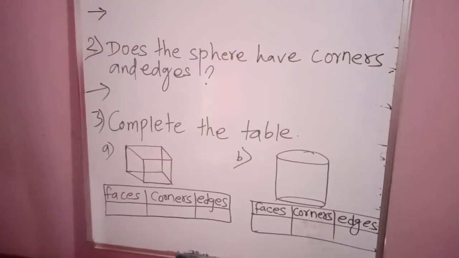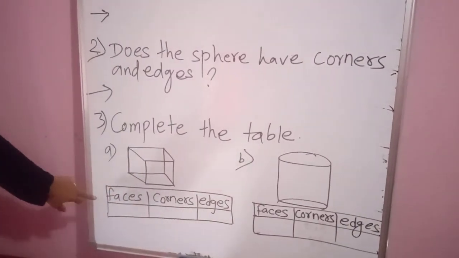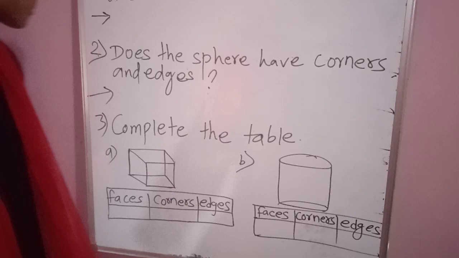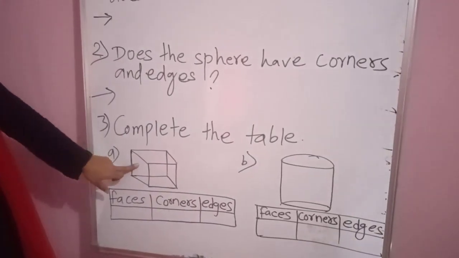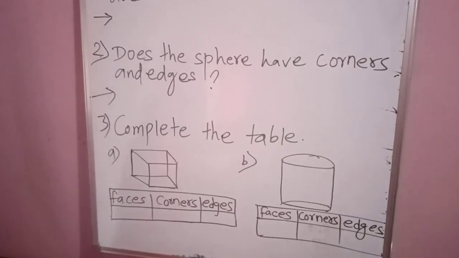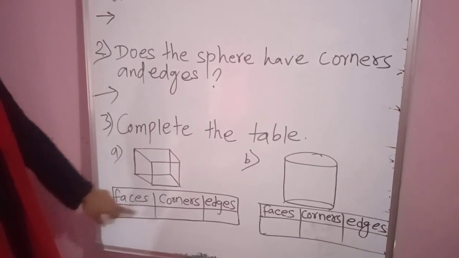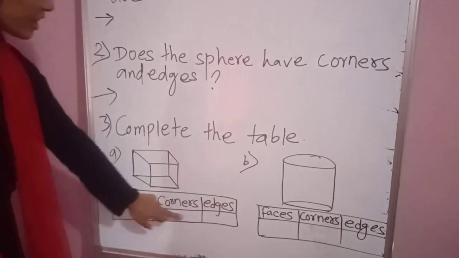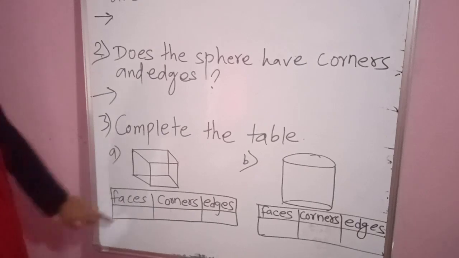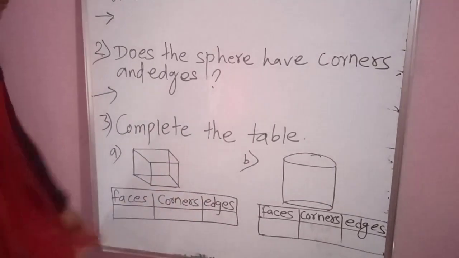Likewise, question number 3 is that you have to complete the table. I have drawn a table here, and you have to fill up this table. So A is the figure of a cube. Now I think you know how many faces, corners or edges a cube has. So you have to write here: 6 faces, 8 corners, 12 edges. You have to fill it like that.